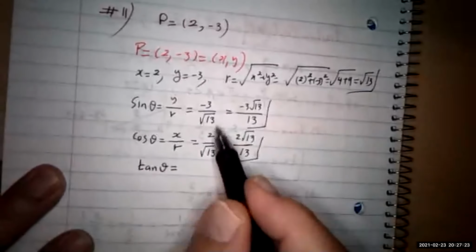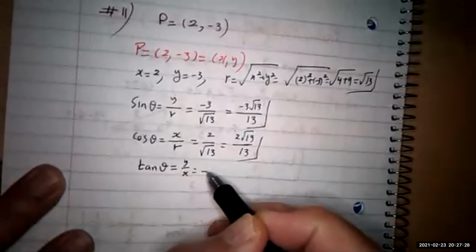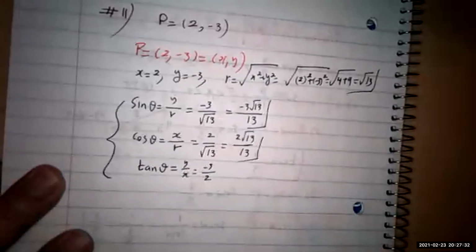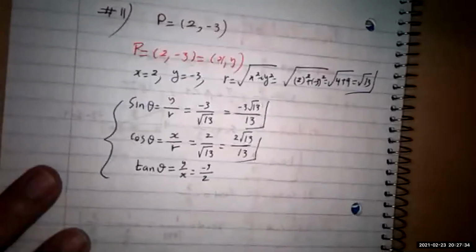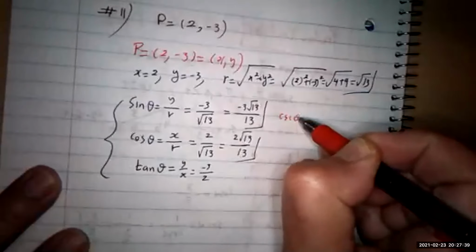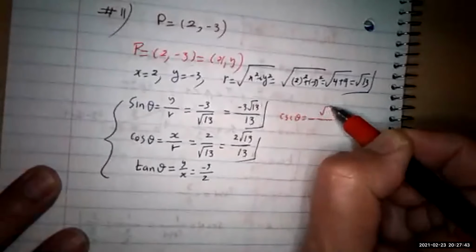Okay, y over x if you like, or you divide. So that gives -3/2. This is this function. Use the reciprocal to get the others. Okay, cosecant of theta is negative radical 13 over 3.